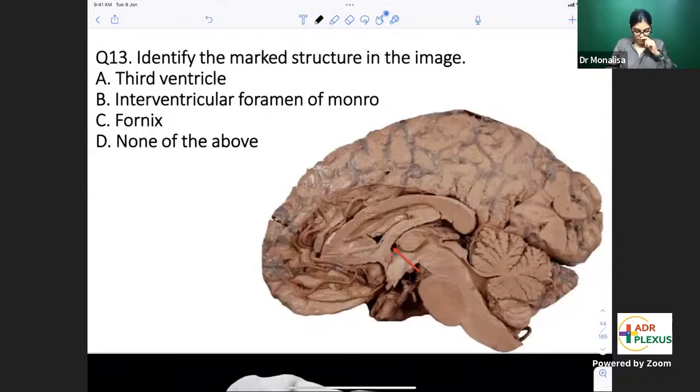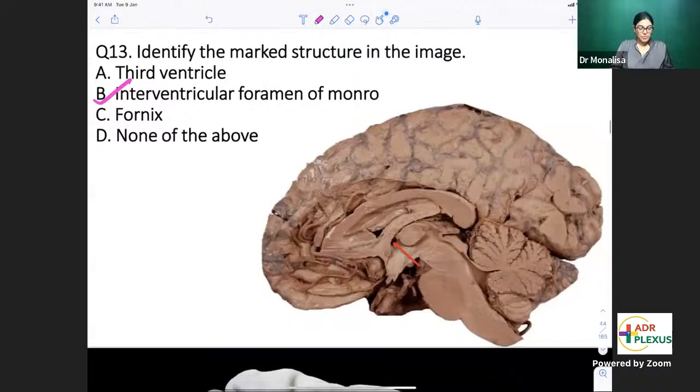Interventricular foramen of Monro. So definitely B is the right answer. Definitely interventricular foramen of Monro is the right answer, which has been shown with an arrow. And how you are going to identify it, I will tell you.